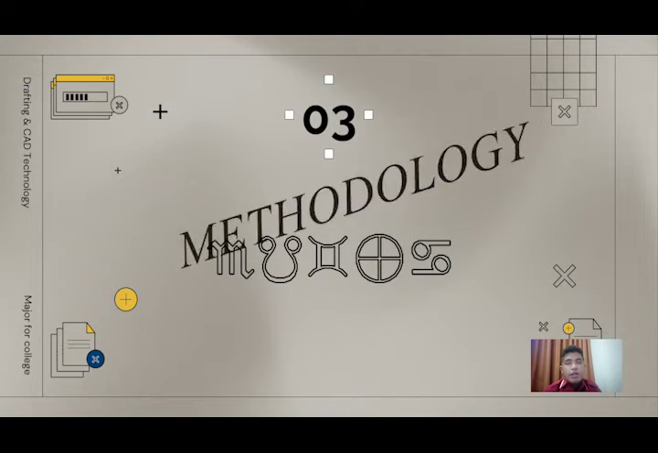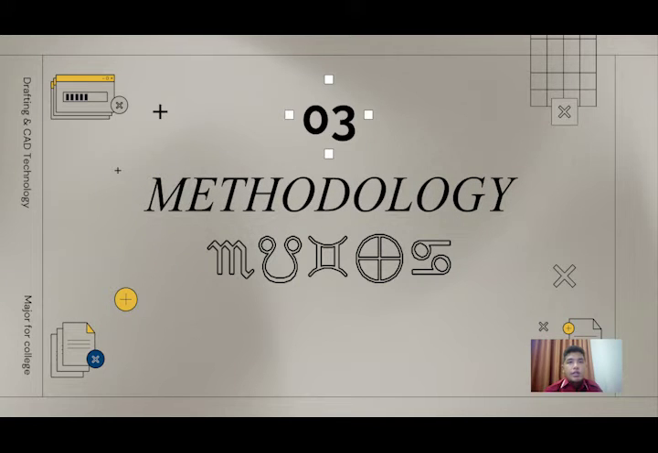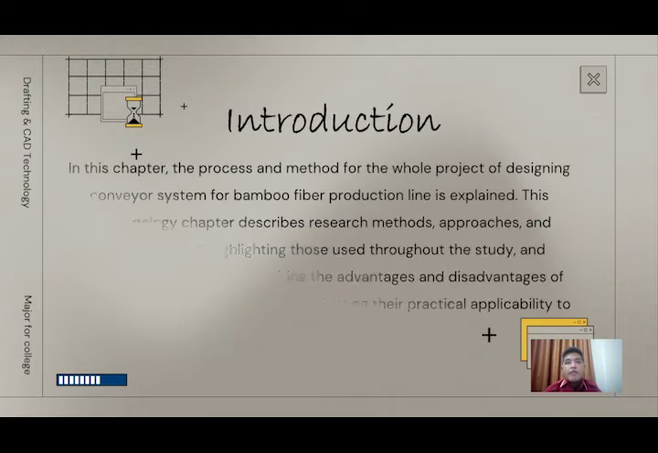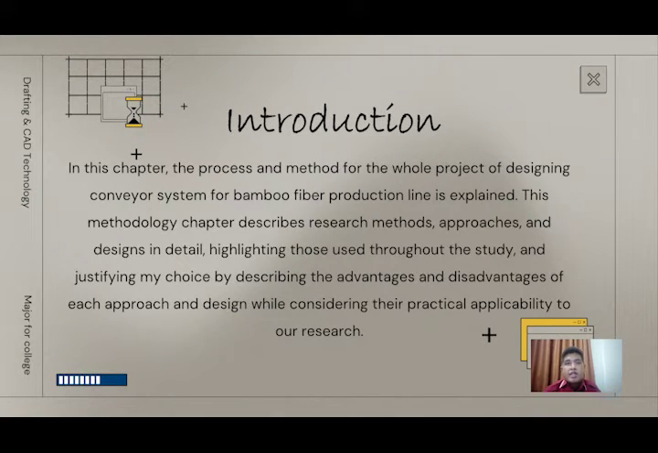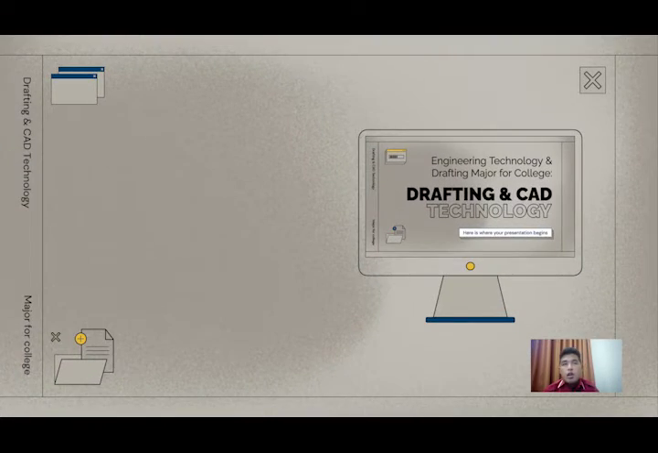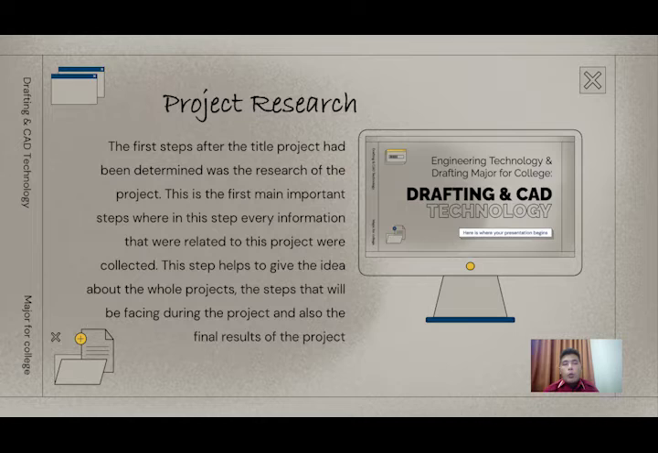The next chapter is chapter 3, which is methodology. A brief introduction for this chapter: the process and method for the whole project of designing a conveyor system for a bamboo fiber production line is explained. The methodology chapter describes the research method, approach, and designs in detail, highlighting those used throughout the study and justifying my choices by describing the advantages and disadvantages of each approach and design while considering their practical applicability to our research.